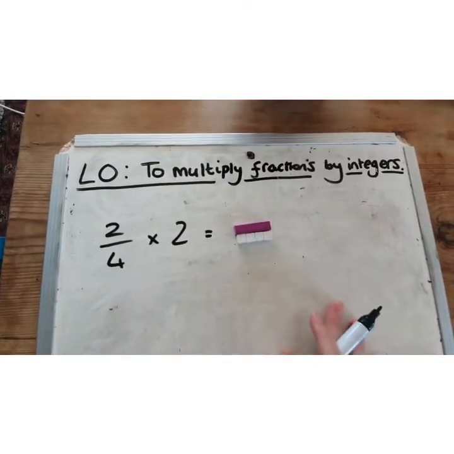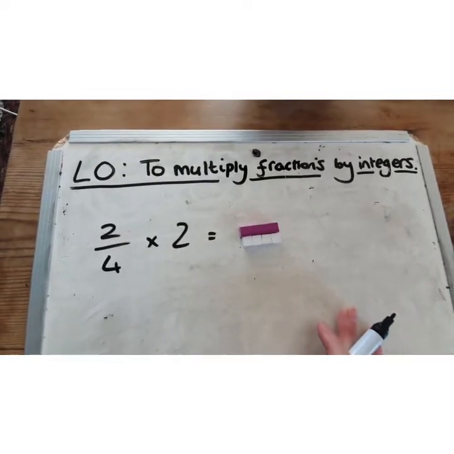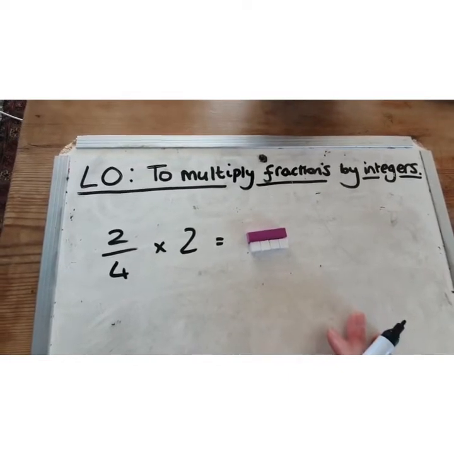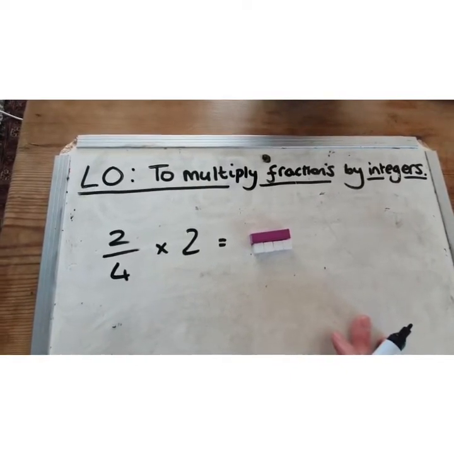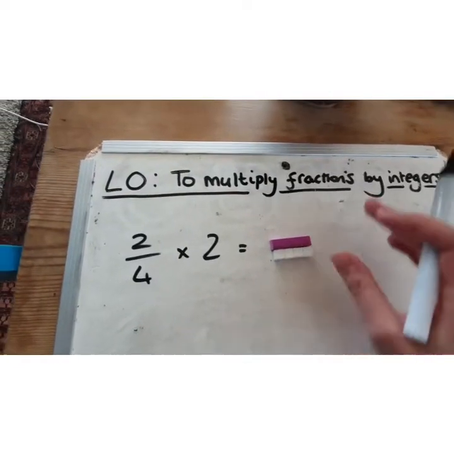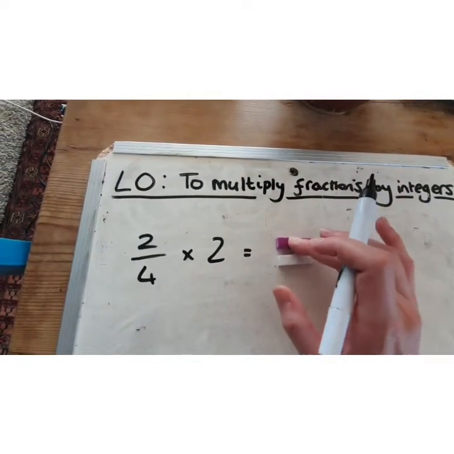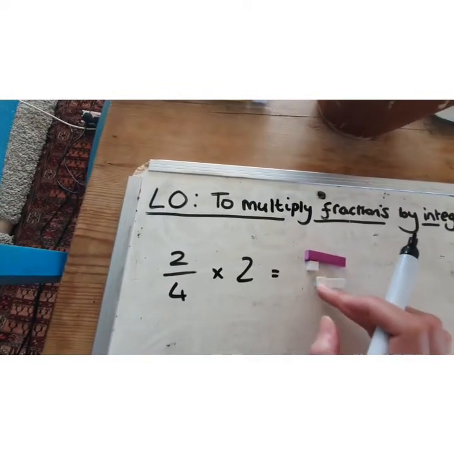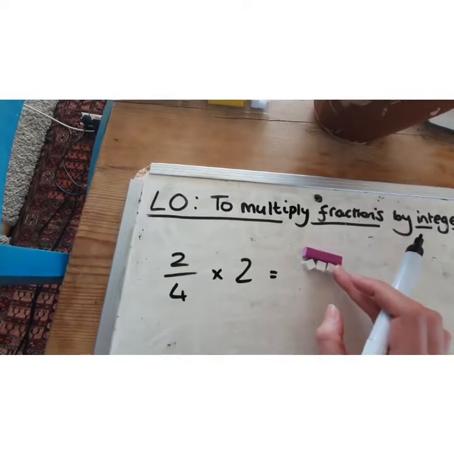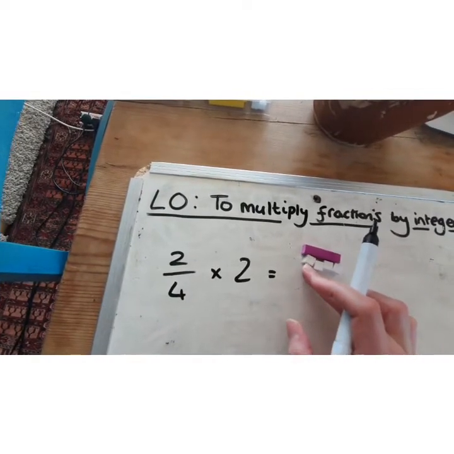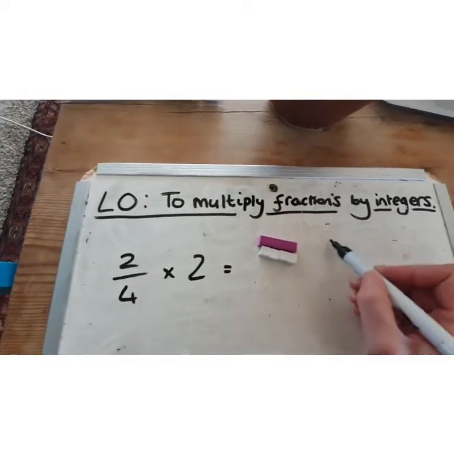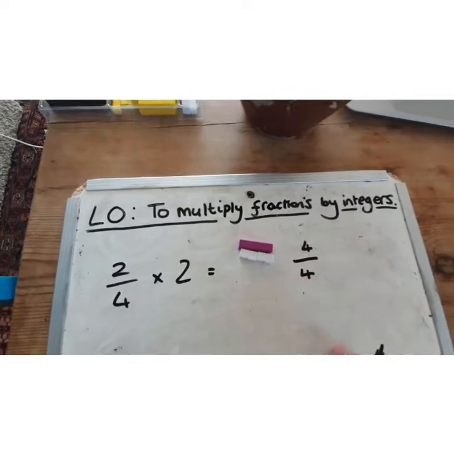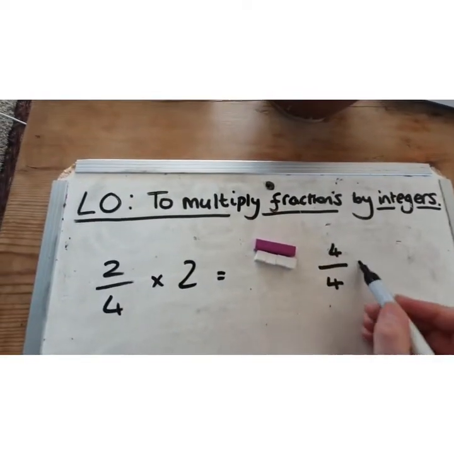Okay, let's try another one. So if you have a pencil and some paper, see if you can have a go at doing this one with me at home. We are going to multiply 2/4 by 2. So I'm again showing you this visually. This purple rod here is my 1 whole, and these white rods show quarters. Now we are dealing with quarters, so to make 1 whole we need 4 quarters. As we learnt yesterday, if the numerator is the same as the number in the denominator space, we have 1 whole amount.